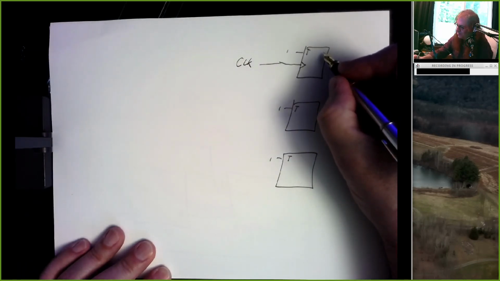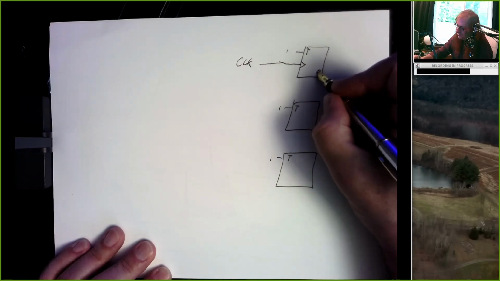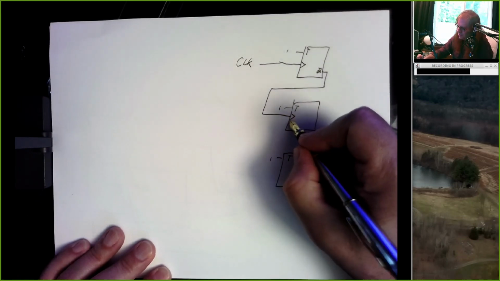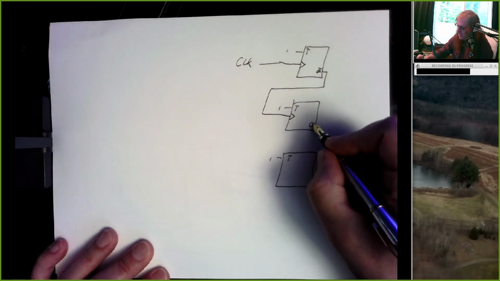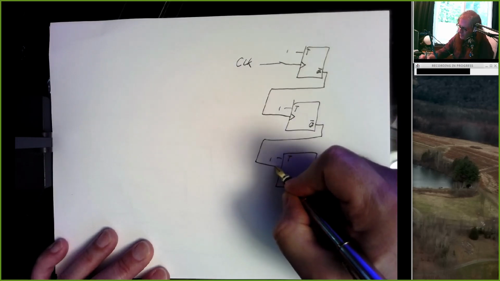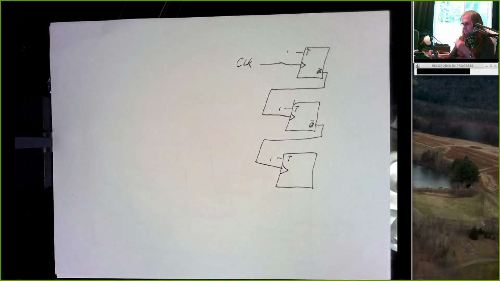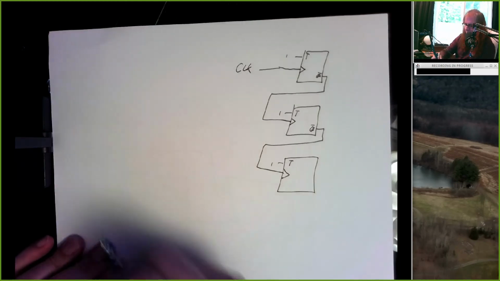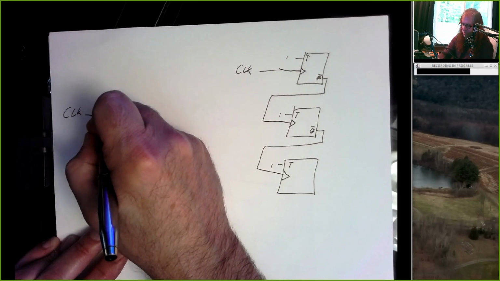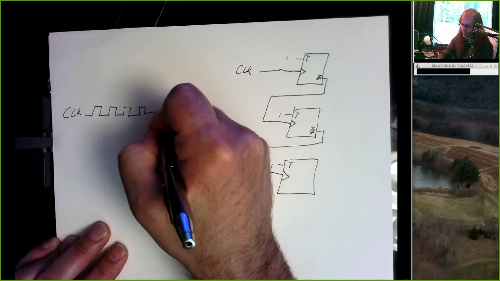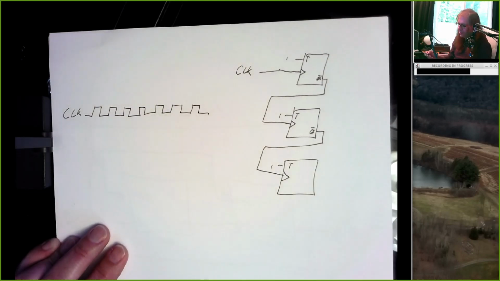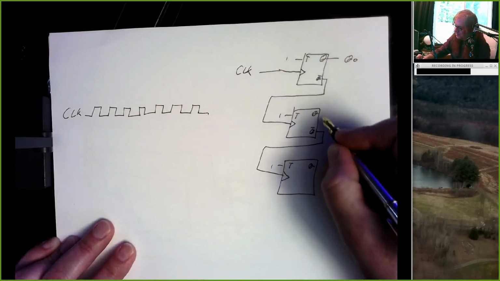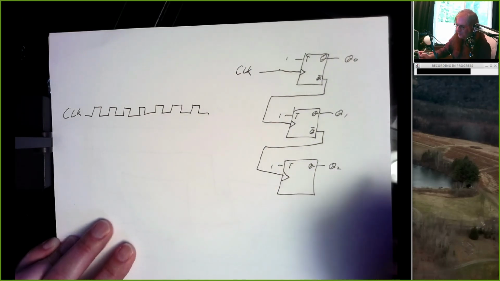But I'm going to take my Q bar output of this first device and feed that to the clock input of the second device. And I'll take the Q bar of the second device and feed that to the clock input of the third. All right, well, this will do something interesting. So let's draw a timing diagram, and let's just suppose our clock is running at some fixed rate. And let me take the Q outputs, and let me call this Q0, Q1, and Q2.